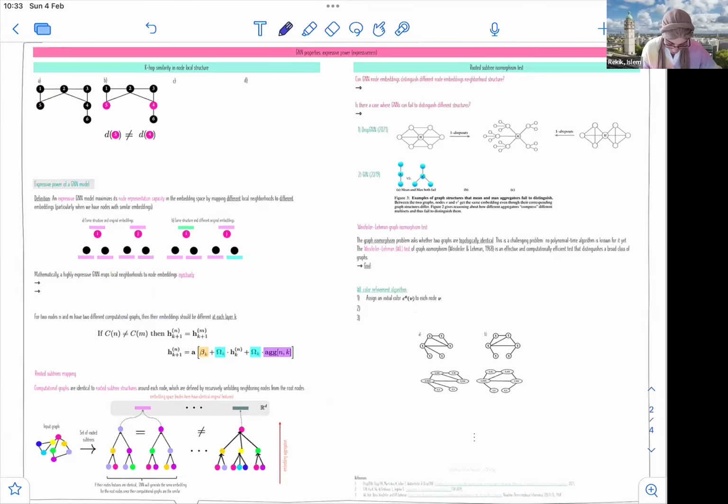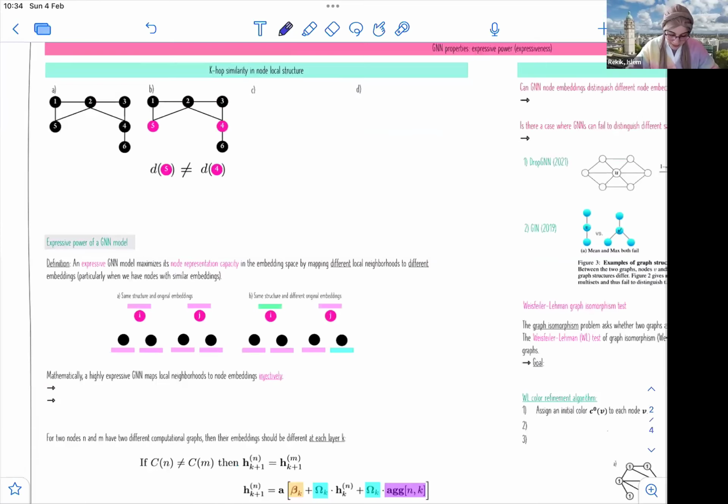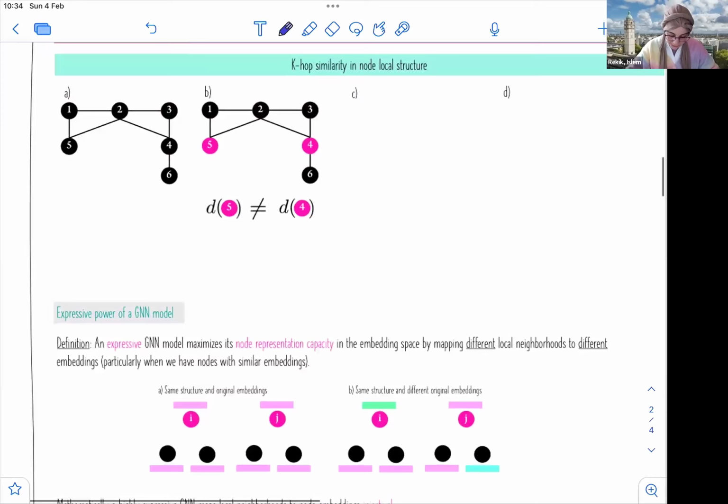So here, the second property, as I mentioned, is the expressive power of a GNN model. How can we investigate or identify the expressiveness of a GNN model? What is expressiveness? How do we actually define it? So the story starts with the K-hop similarity in node local structures.